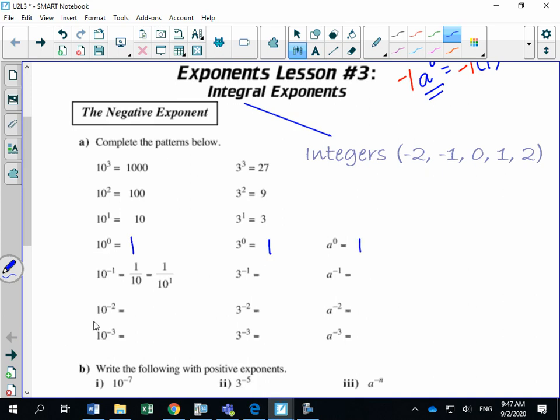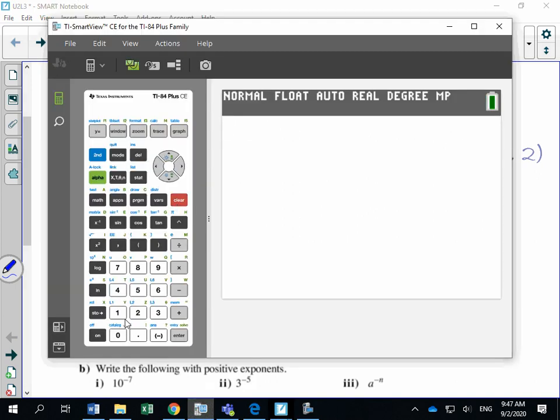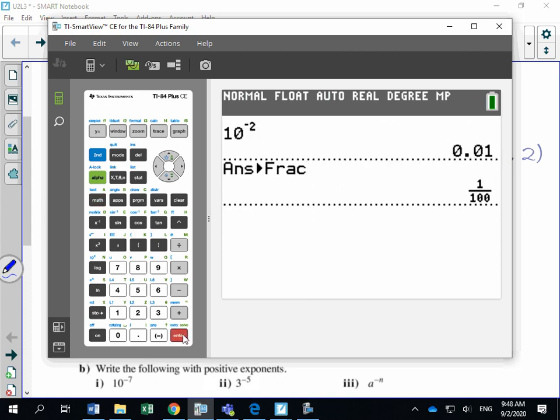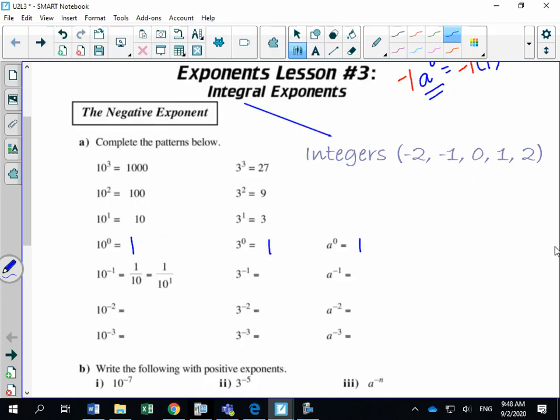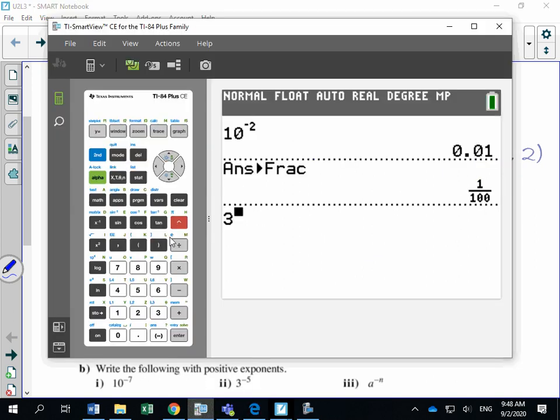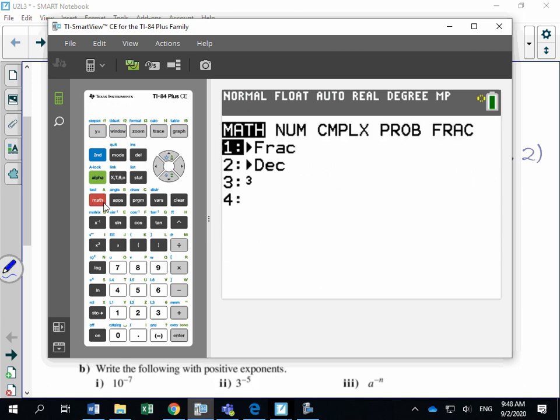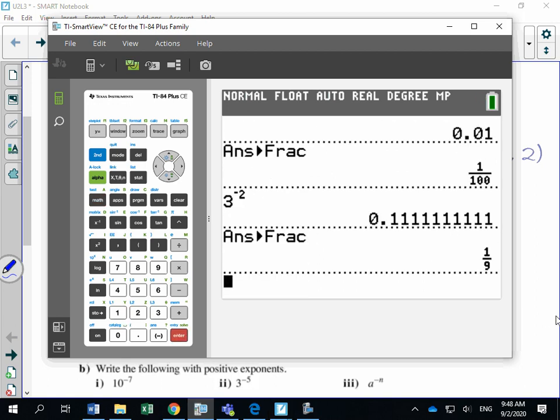Now, let's say I said, what's 10 to the power of -2? You can do that on your calculator. So let's do 10 to the power of -2 and 3 to the power of -2 on our calculator. And I'll show you how you do it on your calculator, and then I'll show you the math behind it. So 10 to the power of -2 gives us a decimal, but you always want to convert your decimal back to a fraction. So 10 to the power of -2 is 1 over 100. 3 to the power of -2, if we typed that in our calculator, we're going to get a decimal, and then we're going to convert it back to a fraction, and we're going to get 1 over 9.